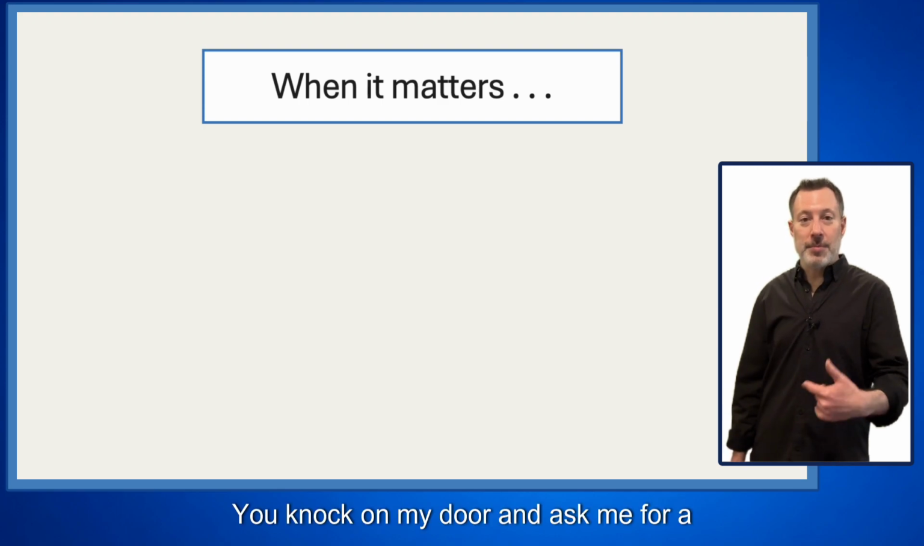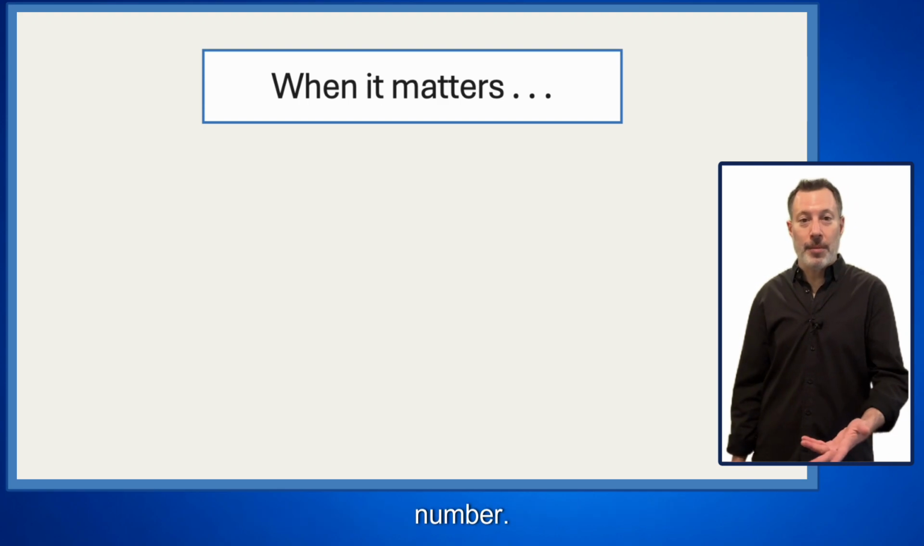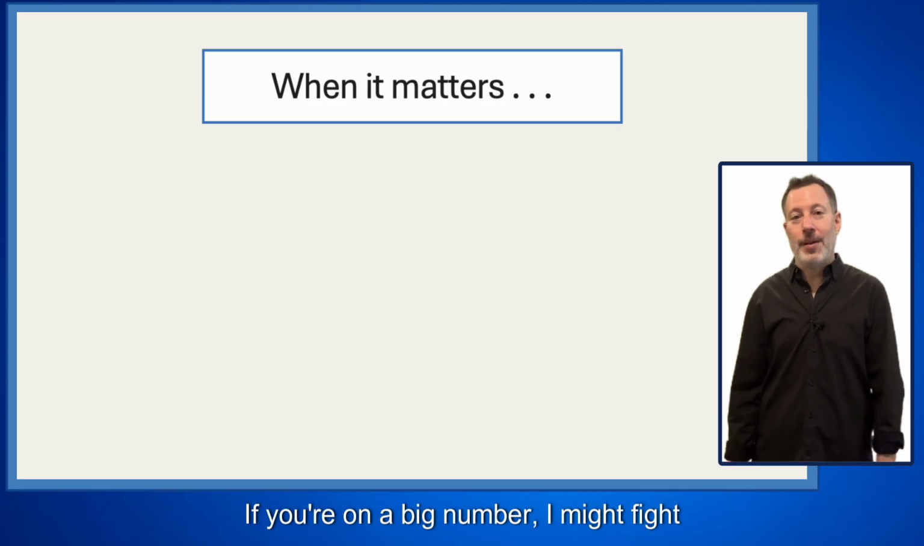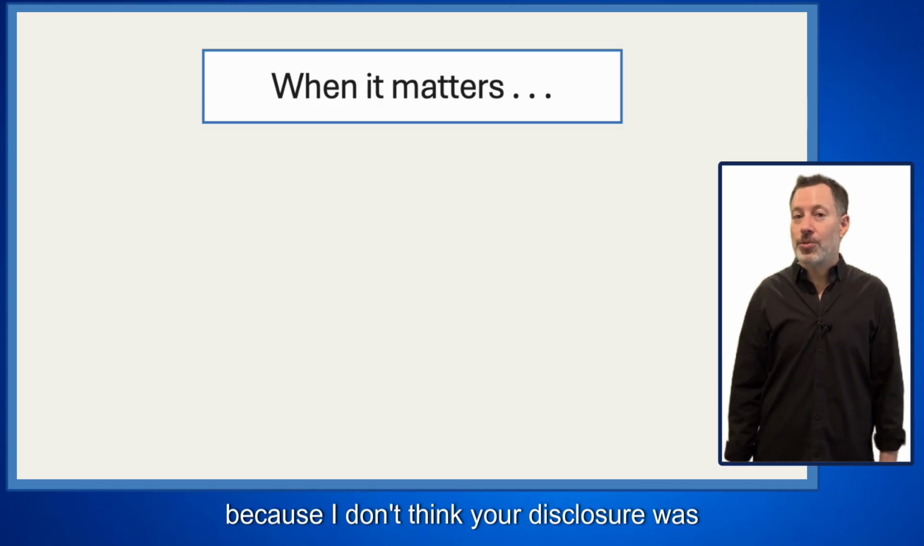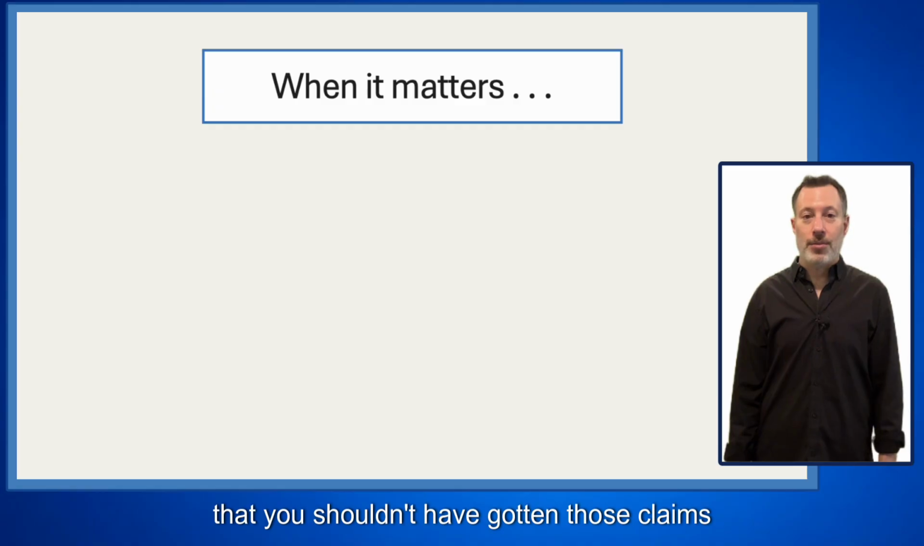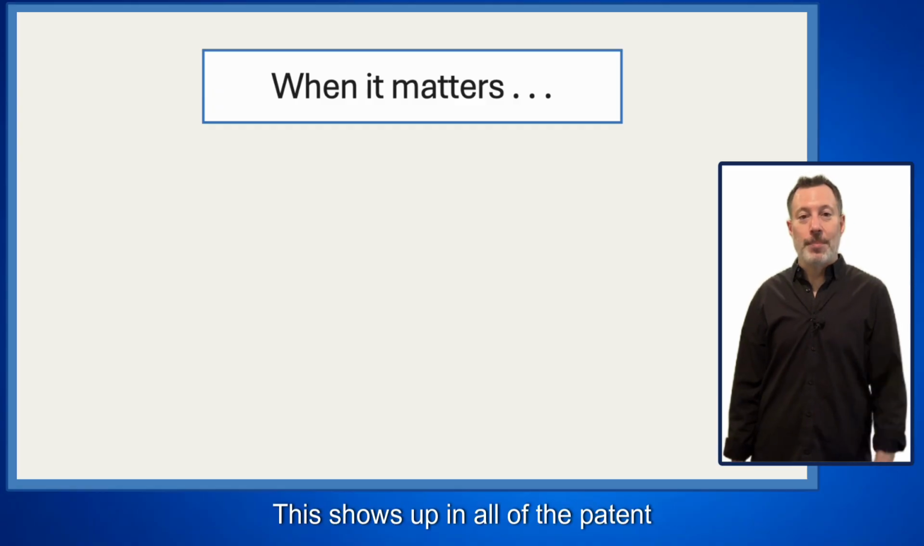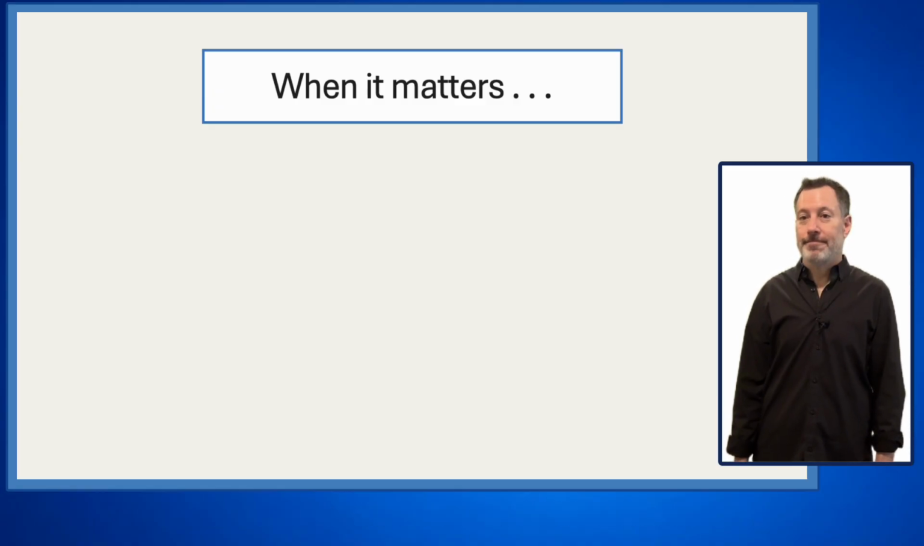You knock on my door and ask me for a license, I say I'll do it for a small number. If you're on a big number, I might fight with you because I don't think your disclosure was good enough that you shouldn't have gotten those claims anyway. This shows up in all of the patent settings.